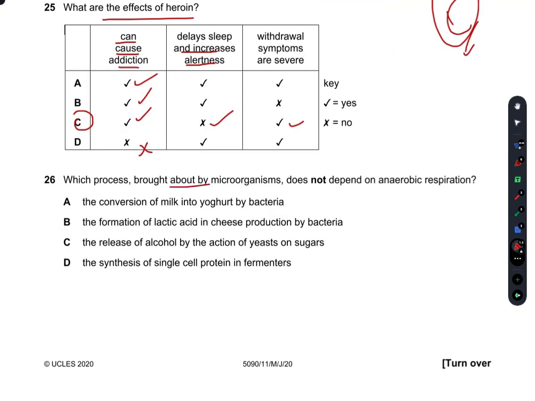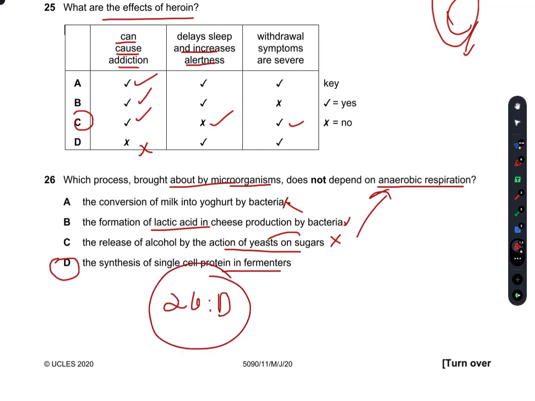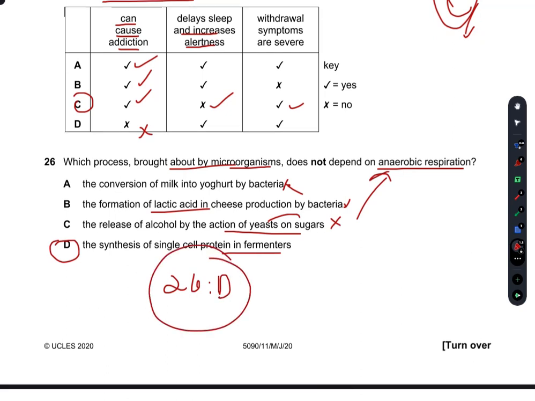Which process brought about by microorganisms does not depend on anaerobic respiration? The conversion of milk into yogurt by bacteria. Yes, it does. And the formation of lactic acid, it again does. The release of alcohol by the action of yeast on sugar is again dependent on anaerobic respiration. The synthesis of SCP in fermenters, yes, this does not require anaerobic respiration. So D is the right answer. This is simple theory part.